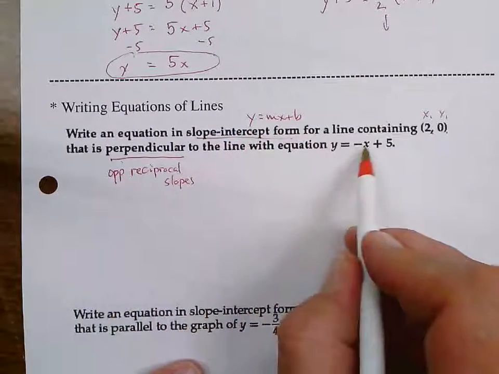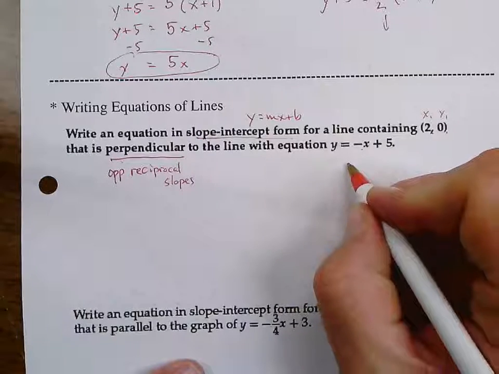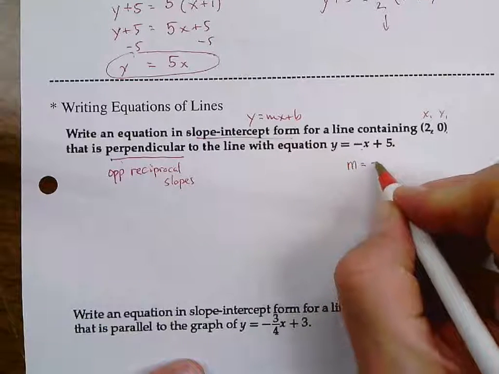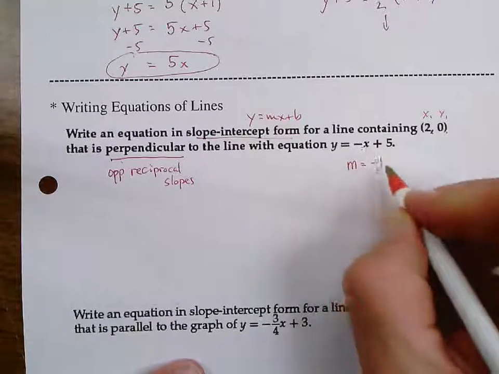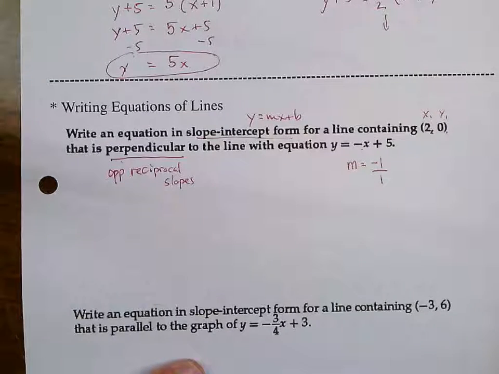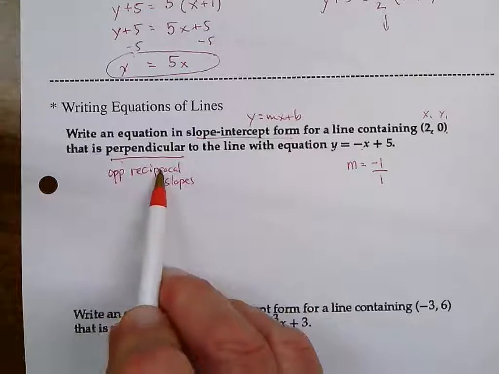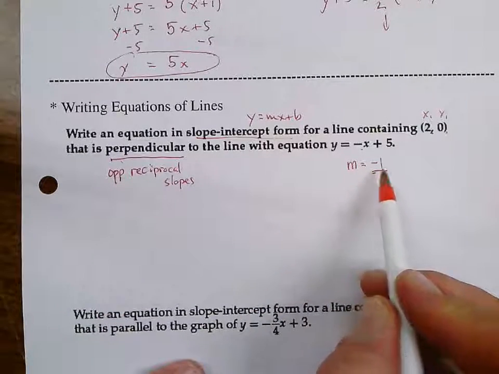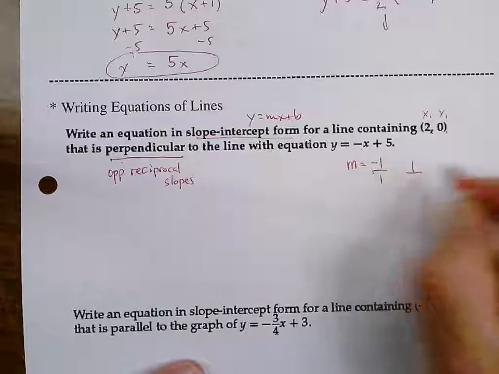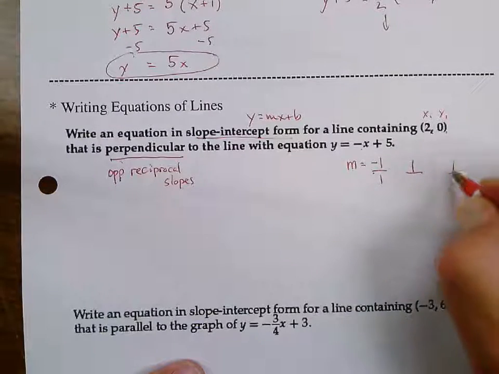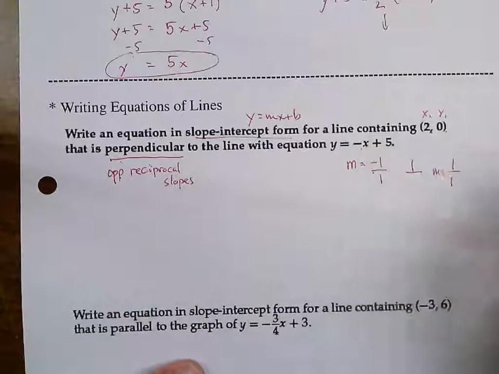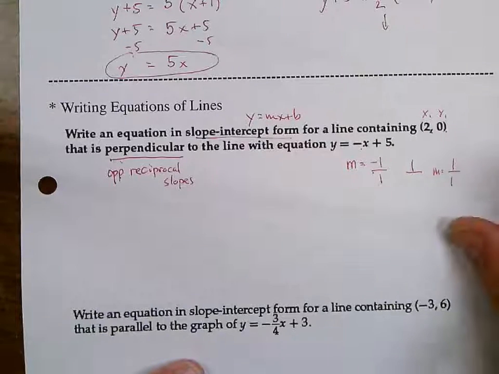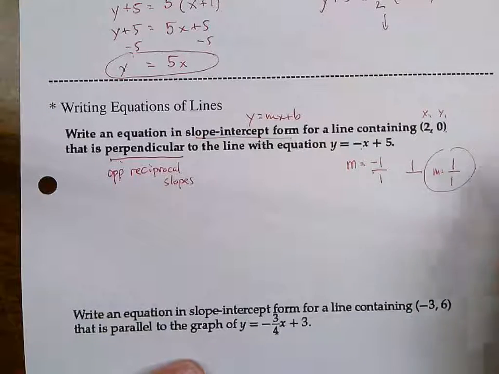Perpendicular to this line. Well, what's the slope of this line? This line has a slope of negative 1. It's right there, correct? I'm going to write that as a fraction. That line has a slope of negative 1. My line is going to be the opposite reciprocal of that. So what's the opposite reciprocal of negative 1? The perpendicular would be flip it, change the sign, which is really just 1 over 1. So my line is going to have a slope of 1 over 1, or 1.